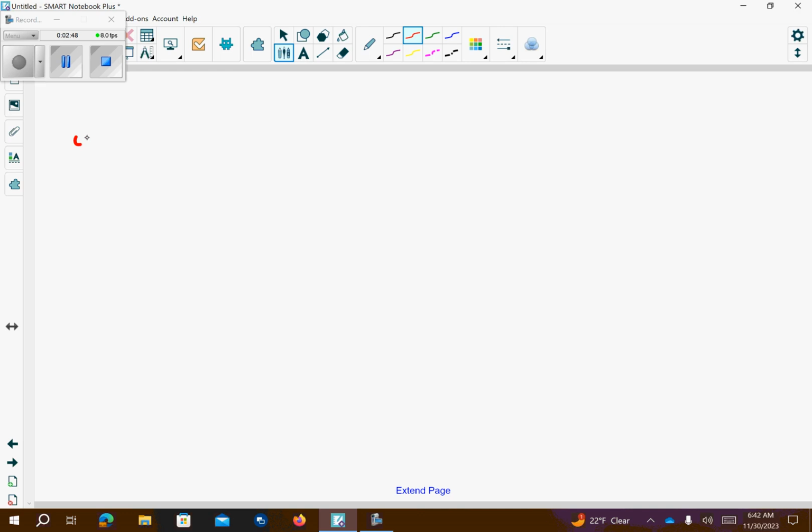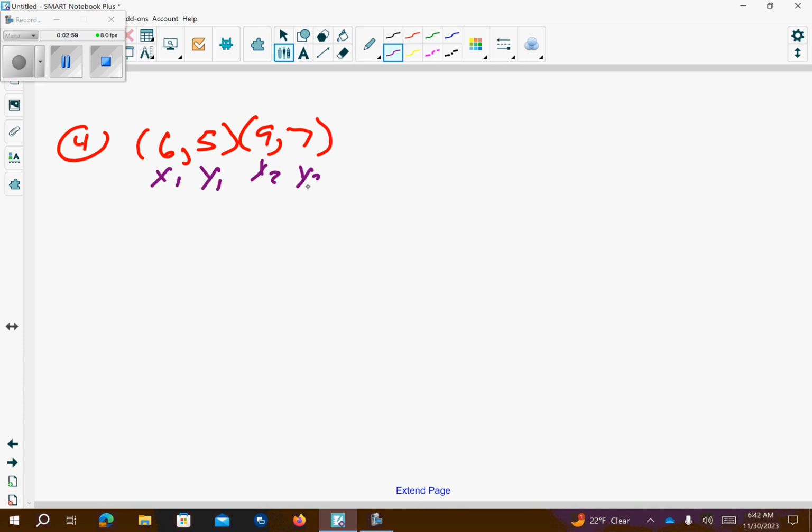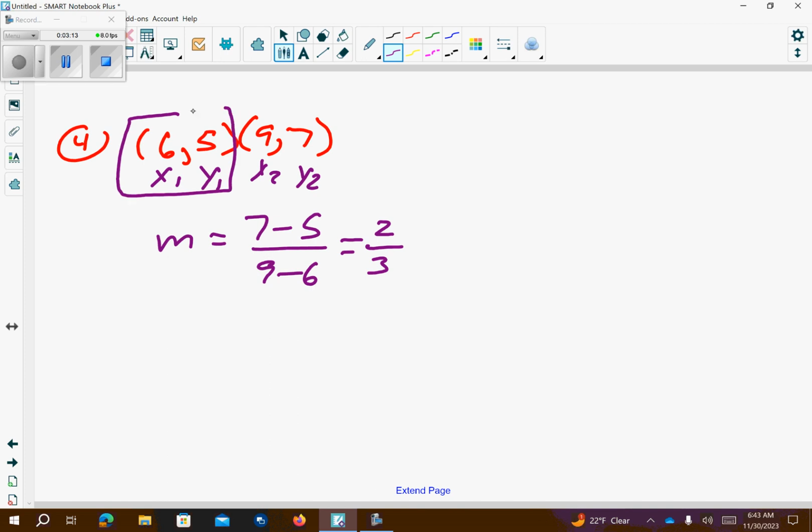Problem number 4, doing the same idea. We have 6 comma 5 and 9 comma 7. And then I want to find the slope first, x1, y1, x2, y2. So our slope is going to be y2 minus y1 over x2 minus x1. So 7 minus 5 is 2. 9 minus 6 is 3. There's my slope. And we're going to use that for point slope.